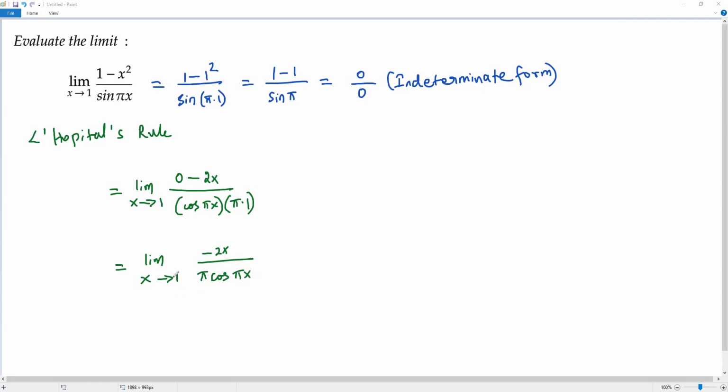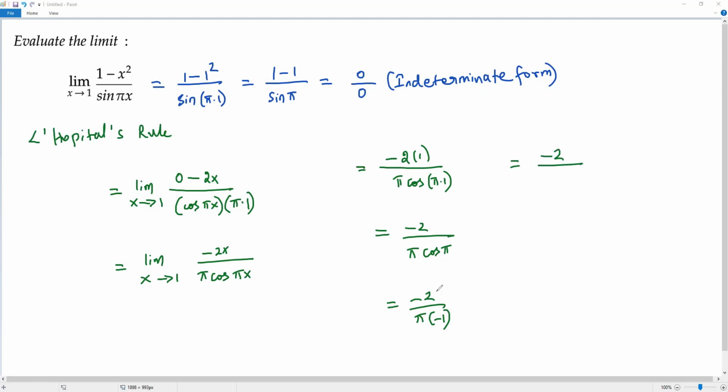Now we can plug in the given limit of x, that is, plug in 1 for x over here and here. Then we get negative 2 times 1 divided by π times cos of π times 1. Negative 2 times 1 is negative 2, divided by π times cos π. The value of cos π is negative 1. So negative 2 divided by π times negative 1 is negative π, so this negative will cancel out. I got the value of the given limit, that is 2 over π.